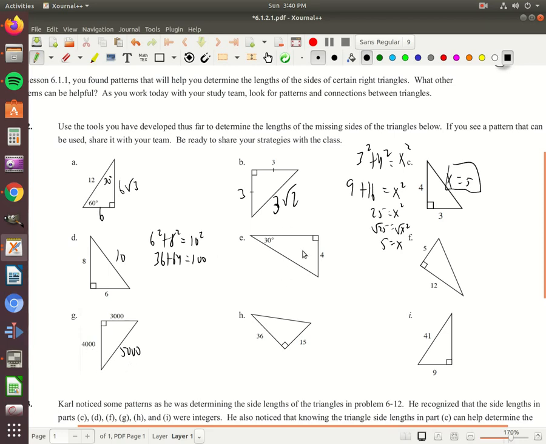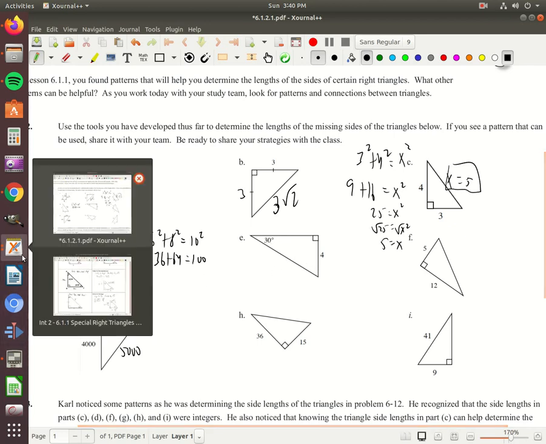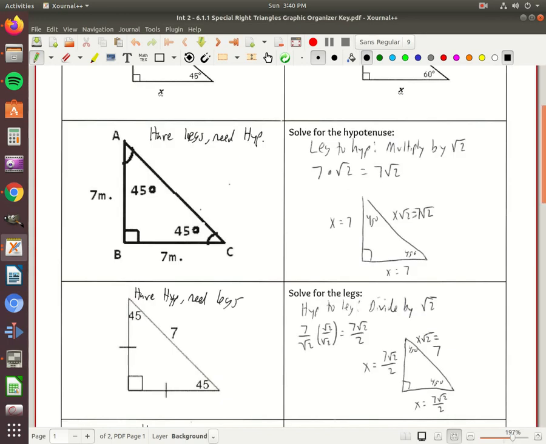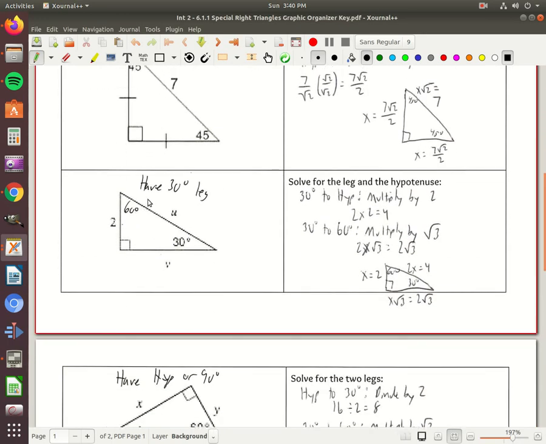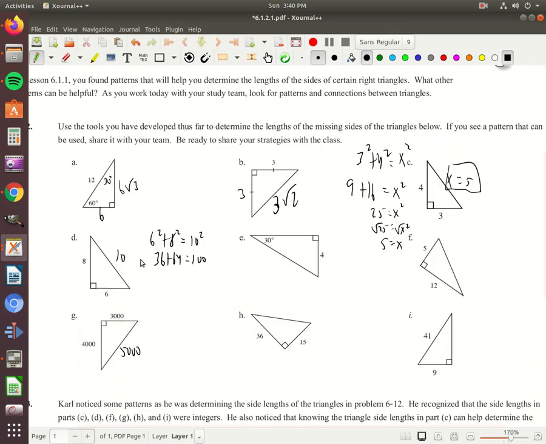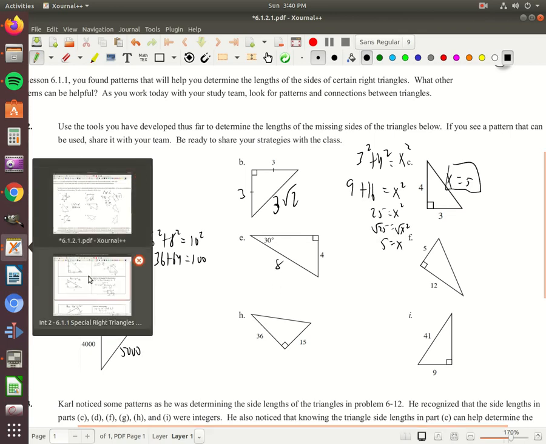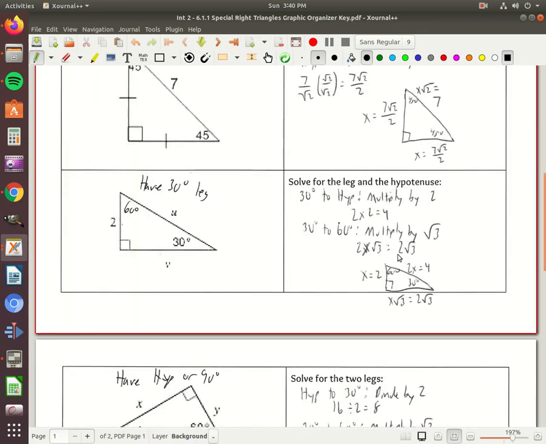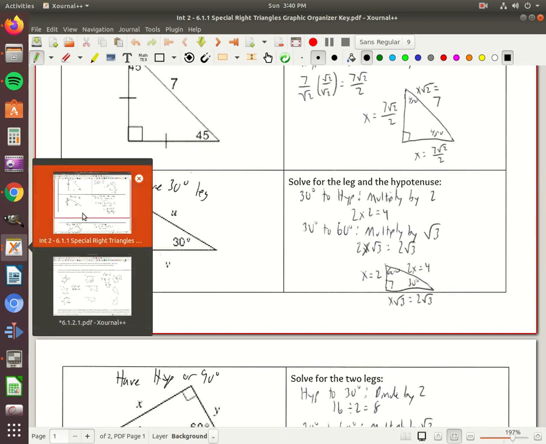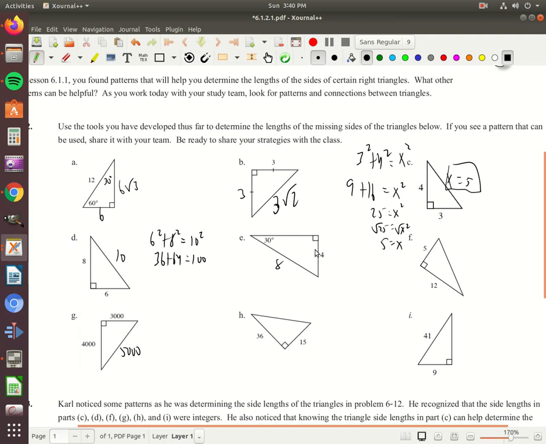Now obviously this one is not the same. We're back to 30, 60, 90s, and they give me the 30-degree side. So if I have the 30-degree leg, I'm going to double it to get the hypotenuse. So I will double this to get the hypotenuse, and then I will multiply by the square root of 3 to get the 60-degree side. So not too bad there.